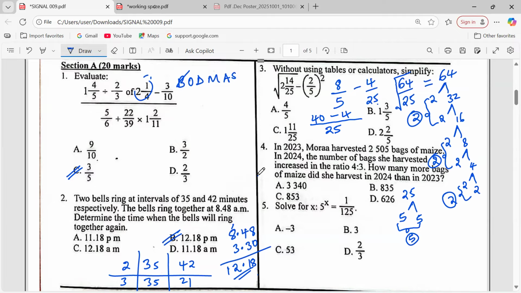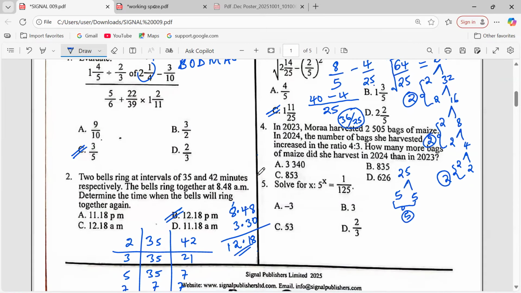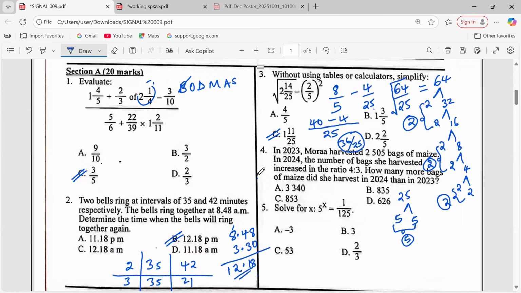So 40 minus 4, we get 36 out of 25. So 36 over 25 now is our final answer. But now we can't leave it as an improper fraction when it is a final answer. So 36 over 25 should now be converted into a mixed number, which is 1 and 11 out of 25. 1 and 11 over 25 is option C. So C is the right answer in this case. So that is the answer for number 3.